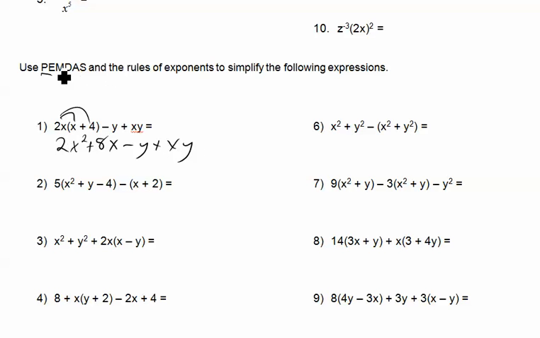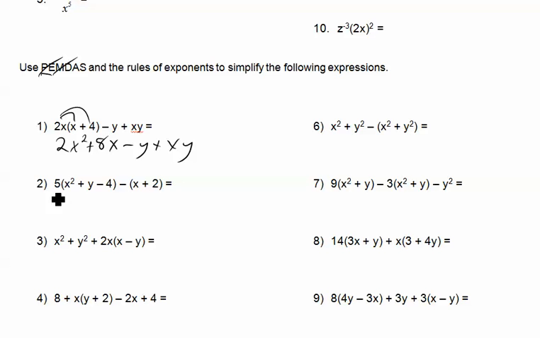Alright, there's no more parentheses, there's no more multiply or divide, so now we're going to combine like terms. So we have an x squared, we have an x, we have a negative y, and we have an xy, so there's nothing left to do. That's the answer. So let's take a look at this one over here.